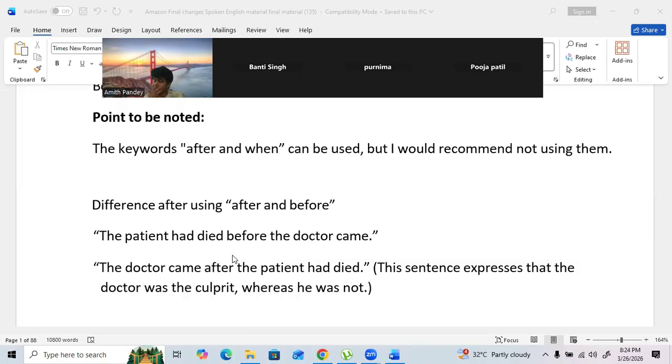It means the patient had already died before the doctor came. But the second one, the doctor came after the patient had died. The second one also means the same. Why? Because the patient had died. It means the doctor came after the patient's death. So, before the doctor came, the patient had died, or after the patient died, the doctor came.